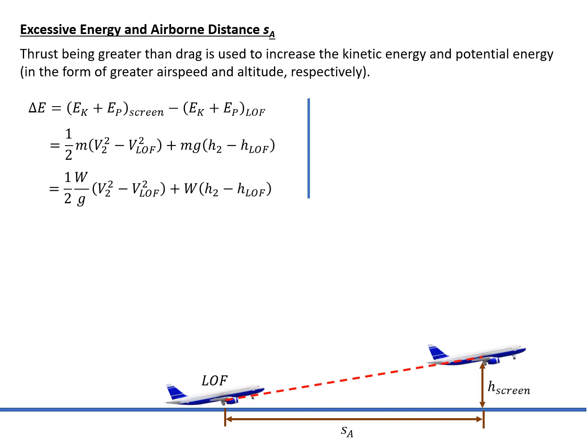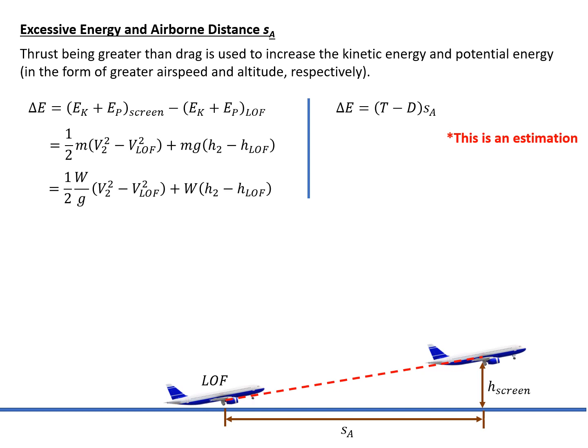Okay, so we're replacing m by w over g and mg by w. So the mass is replaced by weight. And also we know delta E equals T minus D, which is excessive force times SA. And so that's excessive force times distance the aircraft traveled.